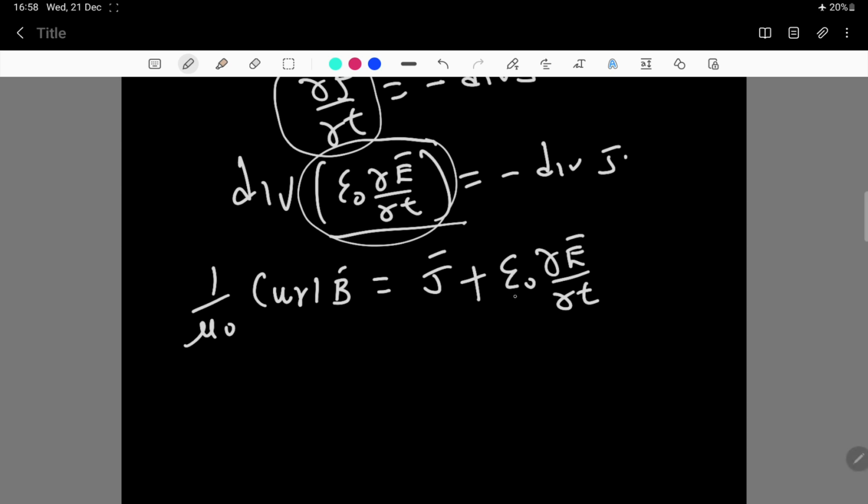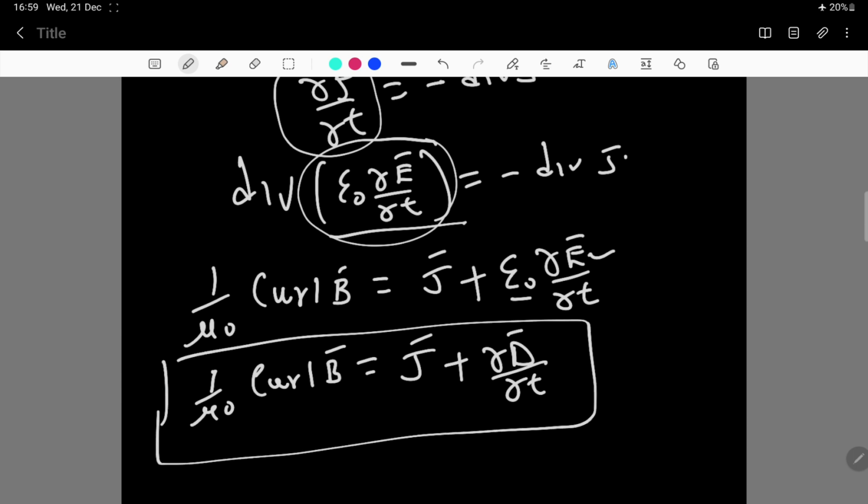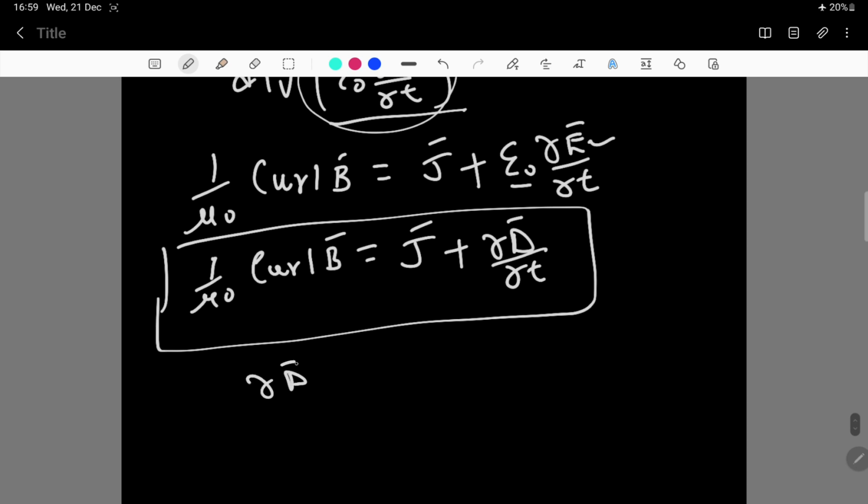Now, here we have epsilon naught and we have the electric field. So we can have 1 over mu naught curl of B equals J plus partial D partial t, where actually this is the required equation, where partial D partial t is the displacement current and is observed as long as the electric flux vector D varies with time.